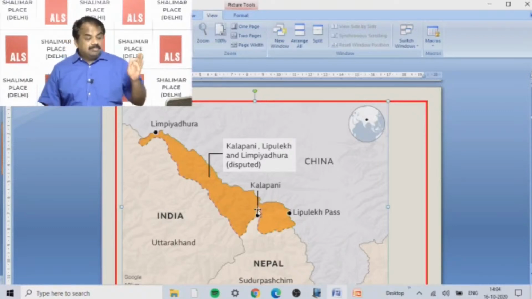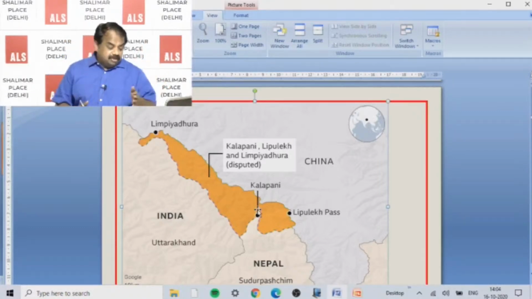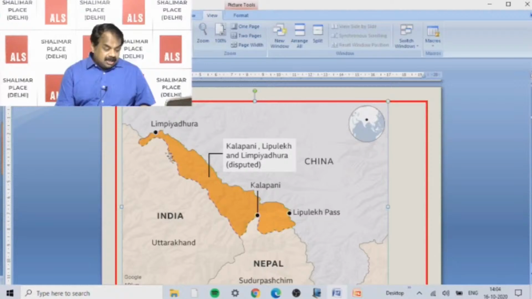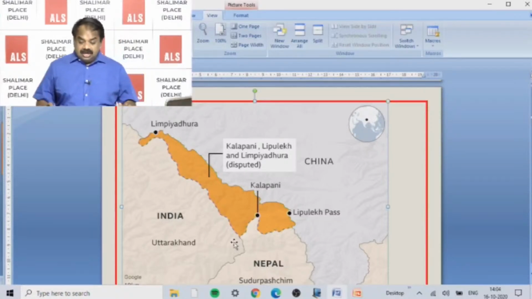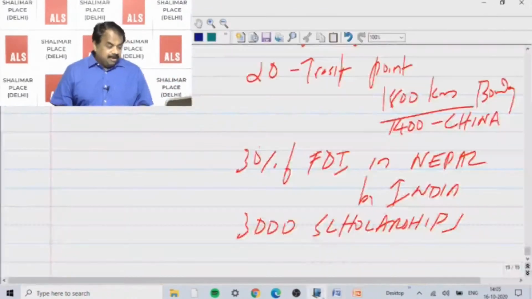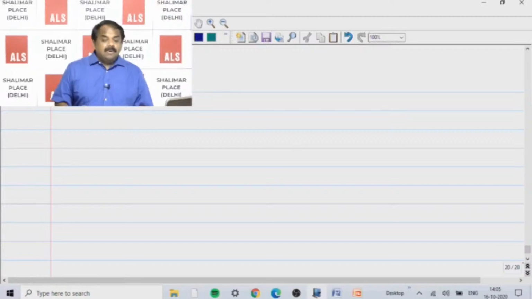They are taking one of the smaller branches of the Kali river. They say that is the original Kali's origin, starting from Limbiadhura. So, Nepal says the boundary should be like this because that is where the river is originating. Anyway, I will be coming to that. This photograph is just for your understanding. You may not have to draw it in the exam. Now, how did the problem start? What is the chronology of the border dispute?